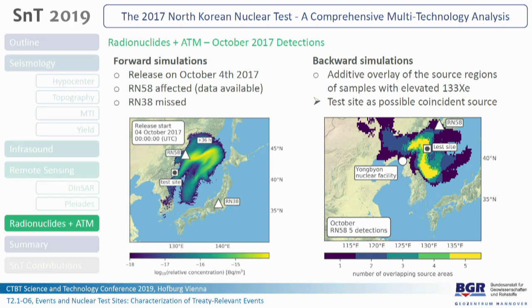And then we go to the backward simulations. Actually, in mid October, some samples could be found at the Russian station, RN58. And if we once again do an additive overlay of the source regions for the elevated xenon-133 concentrations, we get a most likely source area that's around here. And we can see that the test site is in this likely source region. There's, of course, no definite proof, but it's a hint that these elevated concentrations might come from here.